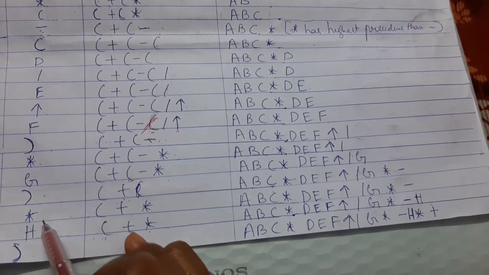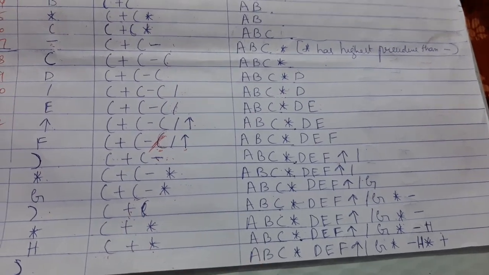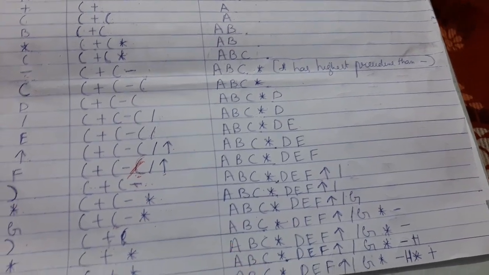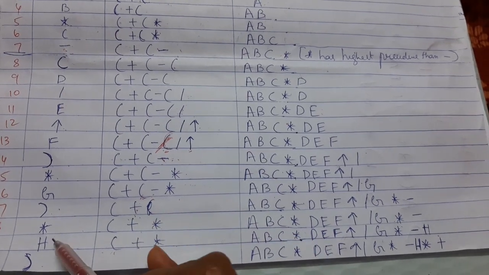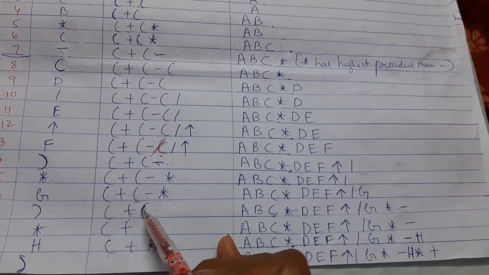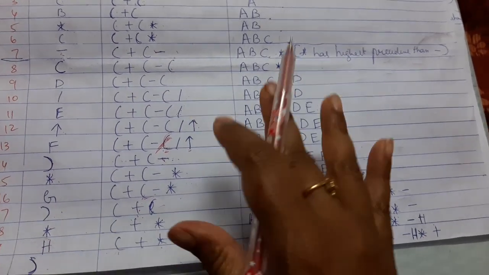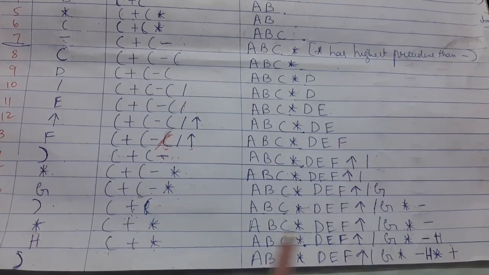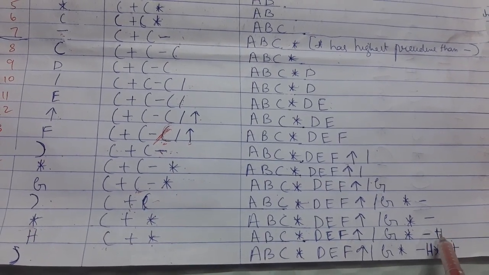So next is star. Again you have to compare. The operator on the stack has less priority. Plus has less priority than star. So star is placed on the top of the stack, and the expression remains as it is. H, we have encountered H, place this H in the expression.